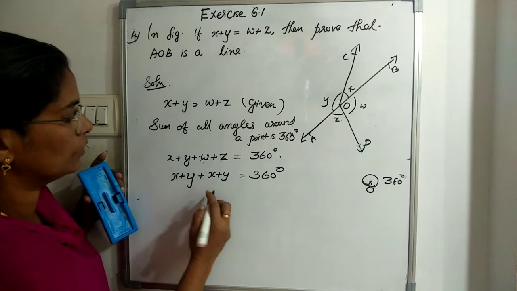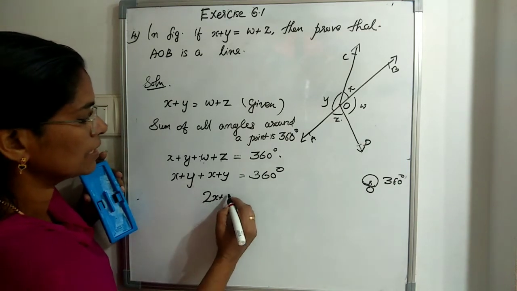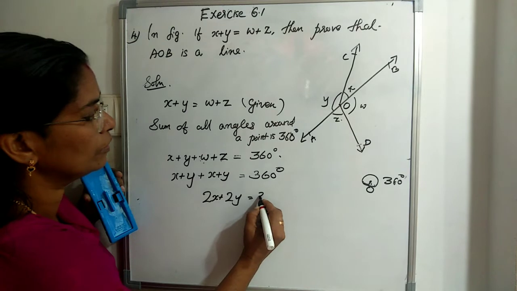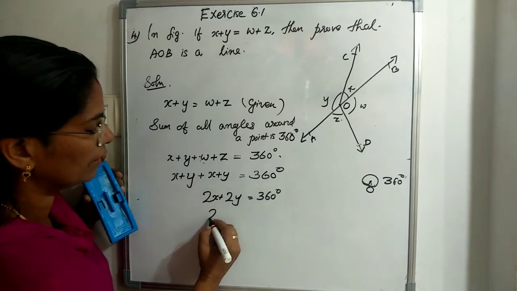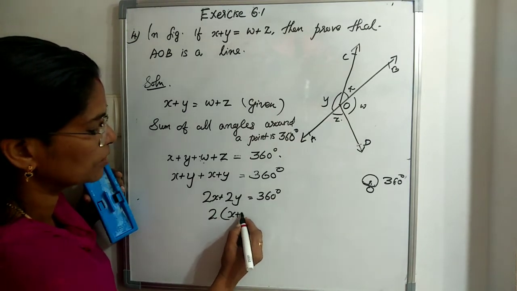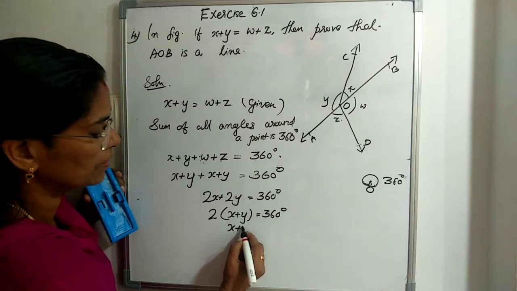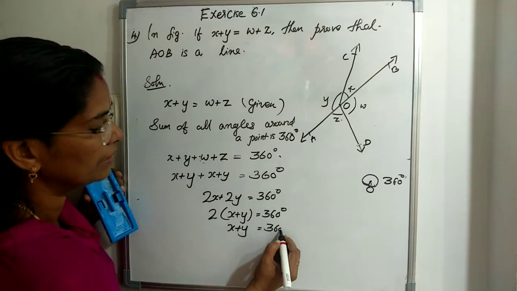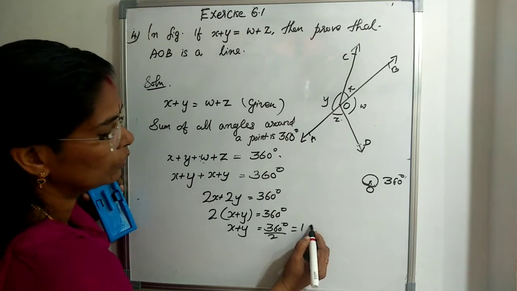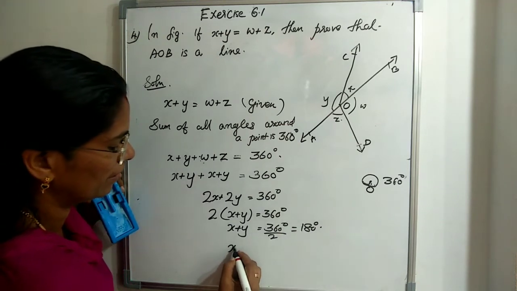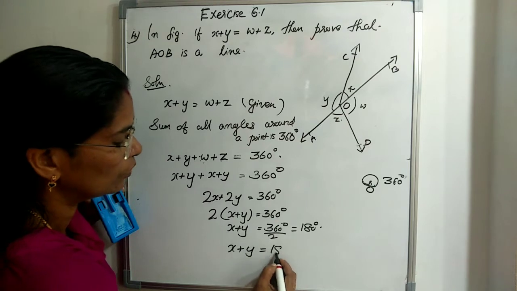Now adding these two terms, 2x plus 2y is equal to 360 degrees. Taking 2 common, 2 times x plus y equals 360 degrees, or x plus y equals 360 degrees divided by 2, that is equal to 180 degrees. x plus y is equal to 180 degrees.